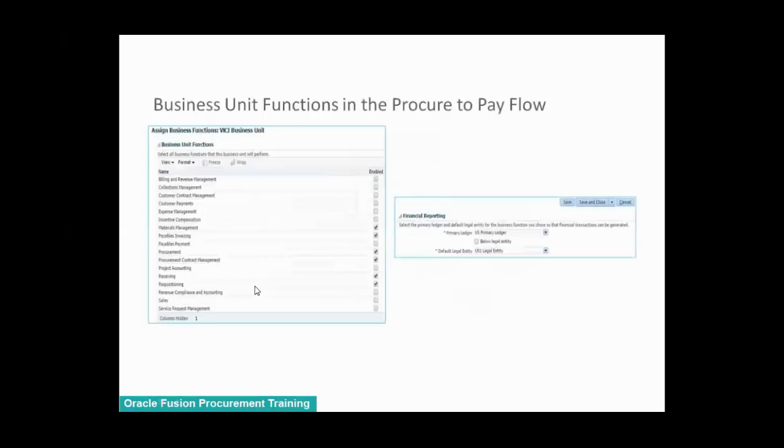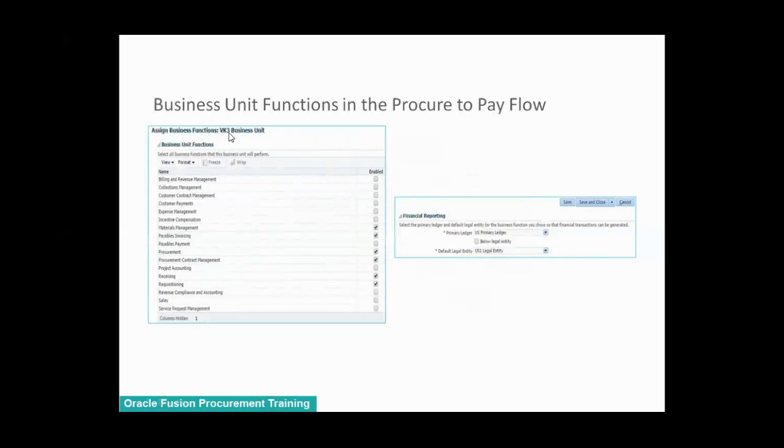Okay, now while creating the business unit, these are the business functions that can be selected. Suppose if you look here carefully, there is a business function called procurement, which I enabled. There is a business function called receiving. There is a business function called requisitioning. Okay, so all these are the business functions that can be selected for a business unit.